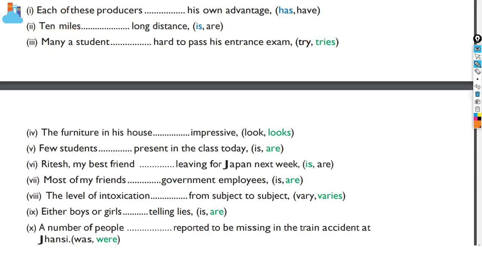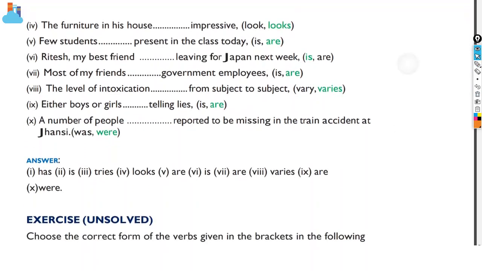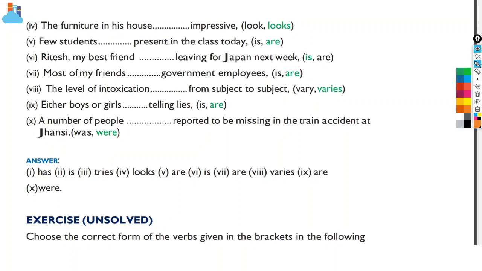Now let us consider the next. The furniture in his house looks impressive. As it is a single concept, therefore it will be looks. Few students means it will be plural, therefore it will take are. Few students are present in the class today.